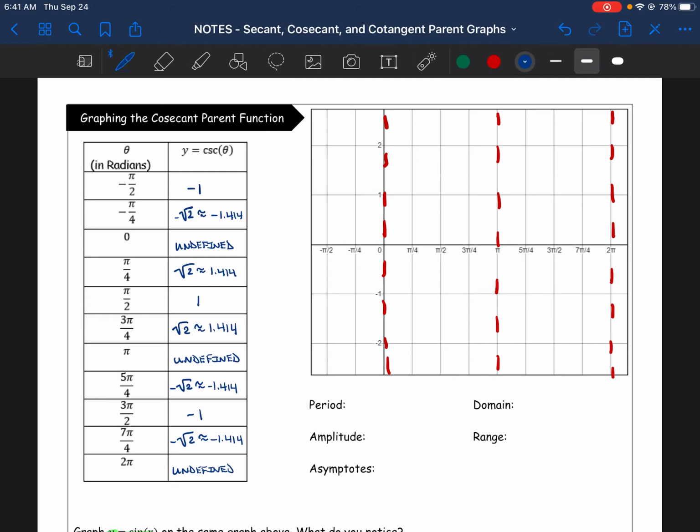Now let's go ahead and plot our points. So at negative pi over 2, we go down to negative 1. At negative pi over 4, we're at about negative 1.4, so that's roughly right there. Let's go ahead and draw in what we would get. At pi over 4, we have about 1.4. At pi over 2, we have positive 1. And at 3 pi over 4, we have about 1.4 again.